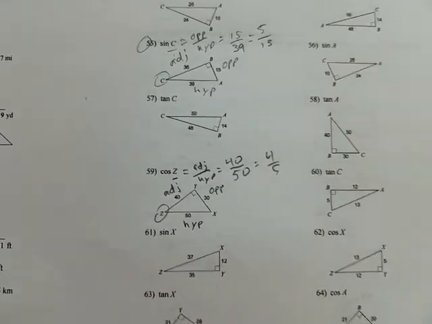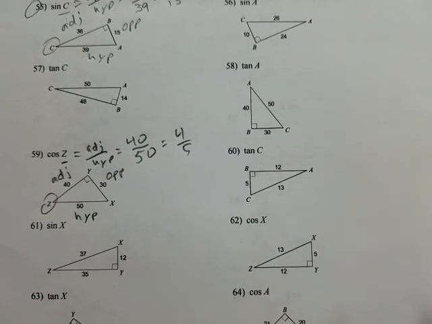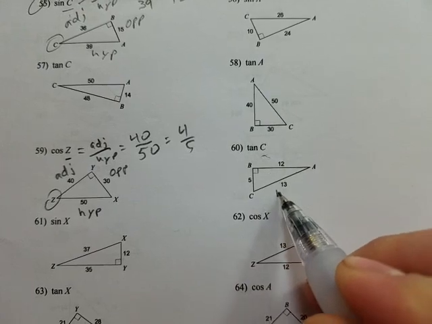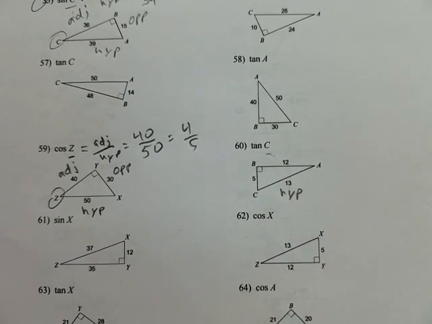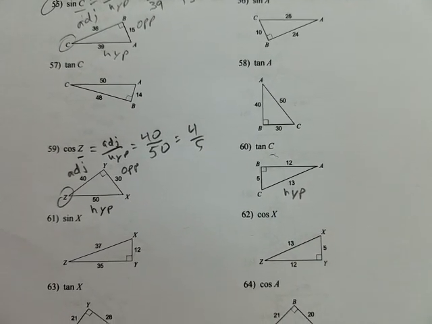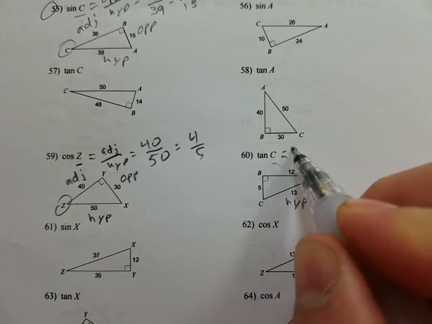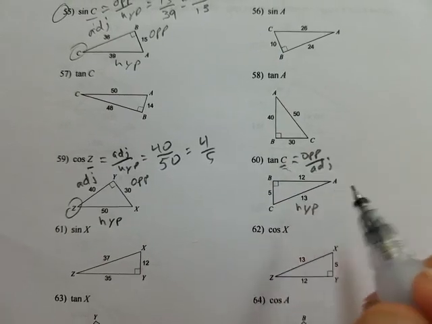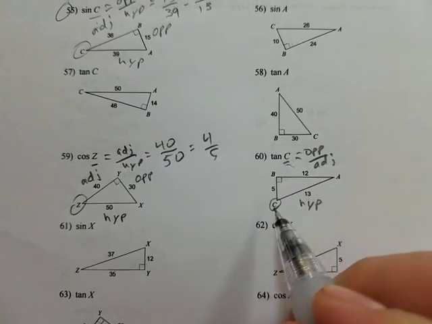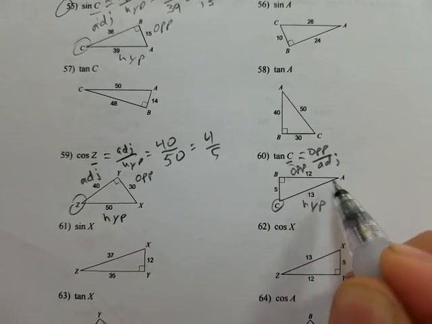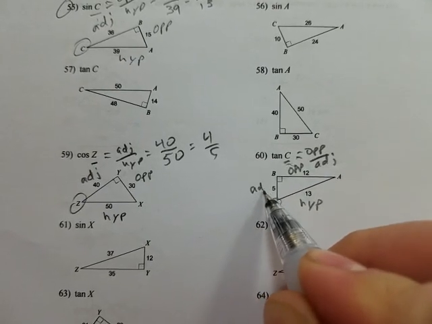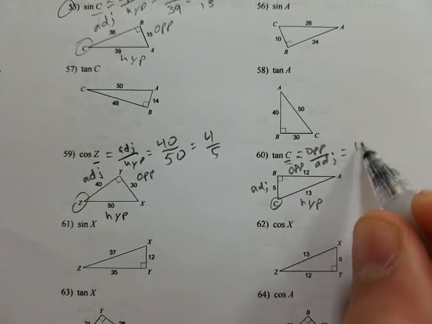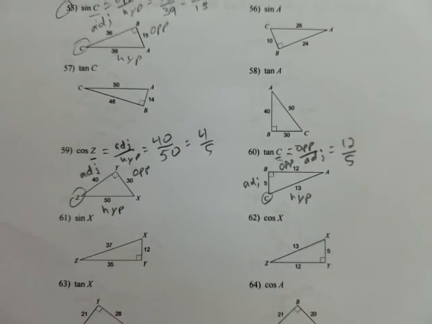Now a tangent problem like number 60 here, we've got tangent of c. We look at our right triangle here, right angle, so across from that is the hypotenuse. And then tangent is opposite over adjacent. And it's asking tangent of c, so we find c, here it is. So the opposite side is 12, the adjacent side is 5. So opposite over adjacent would be 12 over 5, and that does not reduce. So we're done.